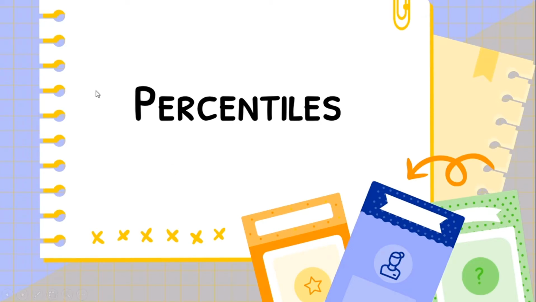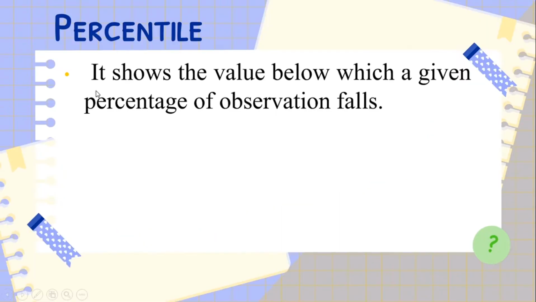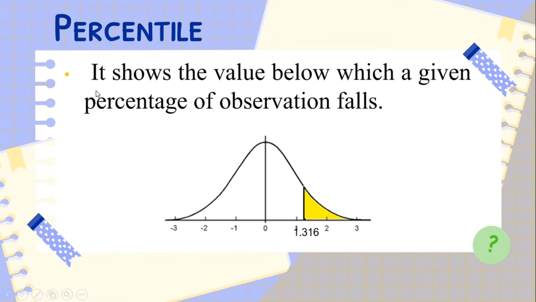In this video recorded lesson, I will be discussing percentiles. When we say percentile, it shows the value below which a given percentage of observations falls. So for example, the 90th percentile. This is the 90th percentile, and this is its t-value, which is 1.316. So this is the 90th percentile.